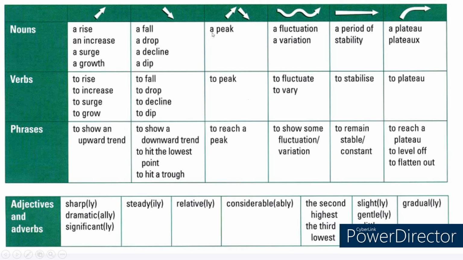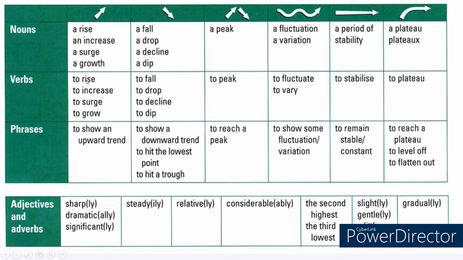If it reaches a peak, a peak. If it goes up and down, a fluctuation, variation. If it's stable, a period of stability. If it has a kind of a curve, a plateau.